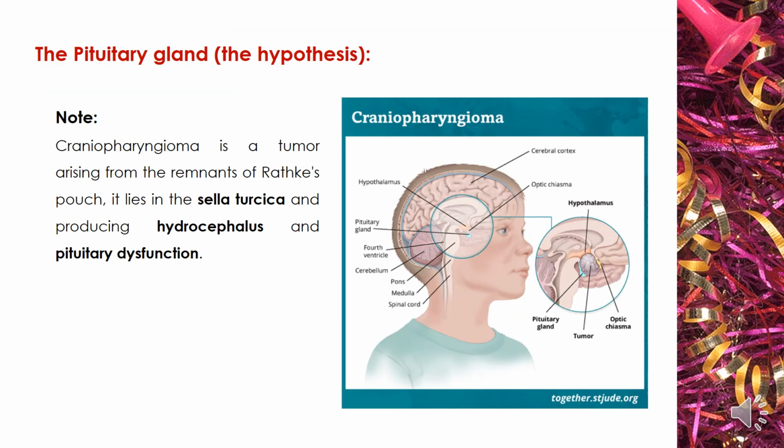Now, the craniopharyngioma is a tumor arising from remnants of Rathke's pouch. It lies in the sella turcica and produces hydrocephalus and pituitary dysfunction. This is the tumor, craniopharyngioma.